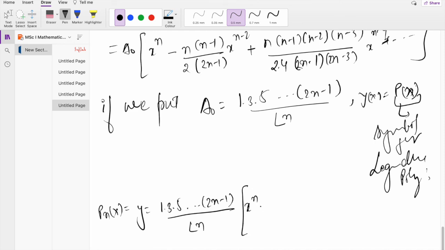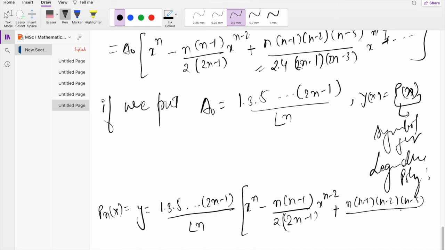First term is x to the power n, minus (n minus 1) upon 2(2n minus 1) x to the power n minus 2, plus (n minus 1)(n minus 2)(n minus 3) as it is, I'm just rewriting it here, upon 2.4 multiple of (2n minus 1)(2n minus 3) x to the power n minus 4, minus, and so on. So this is our Legendre polynomial solution.